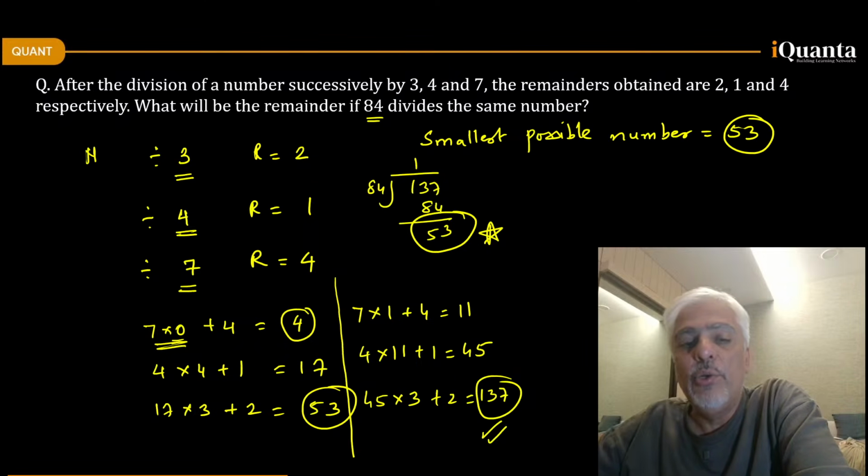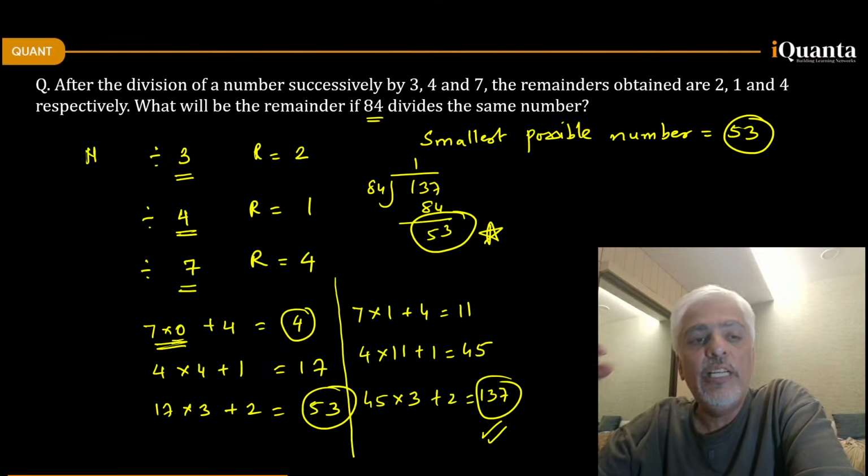So whichever way you do it, the whole idea of taking 0 is you have to deal with smaller numbers. If you have taken 1, the number will become bigger. If you take still bigger, if you take 2 instead of 1, the number will still become bigger. It will be a waste of time.